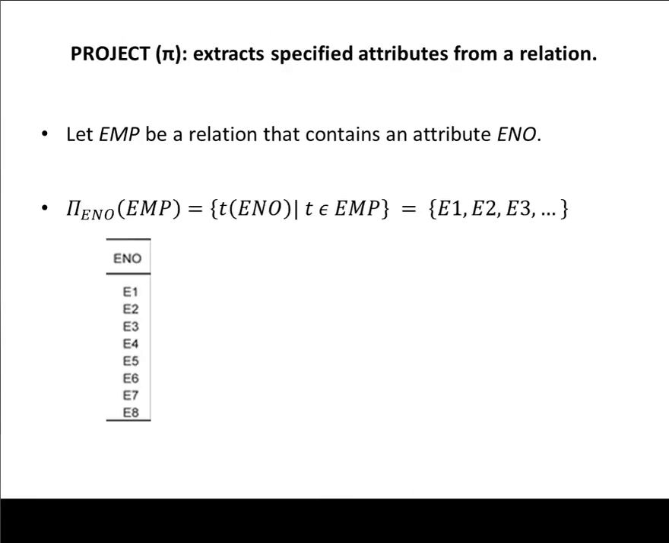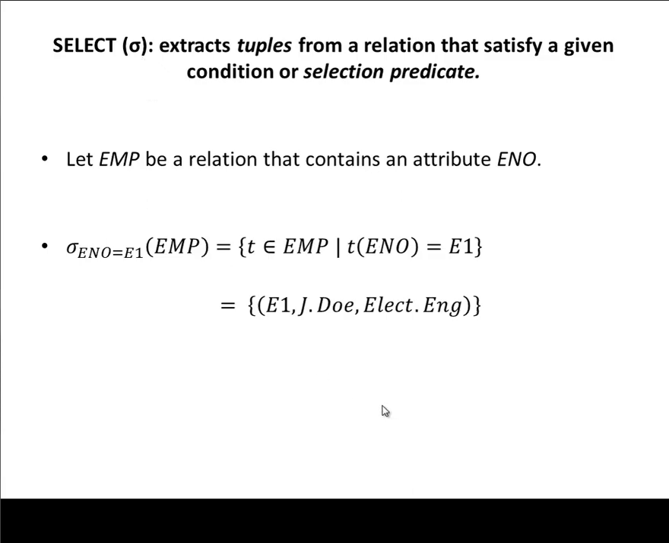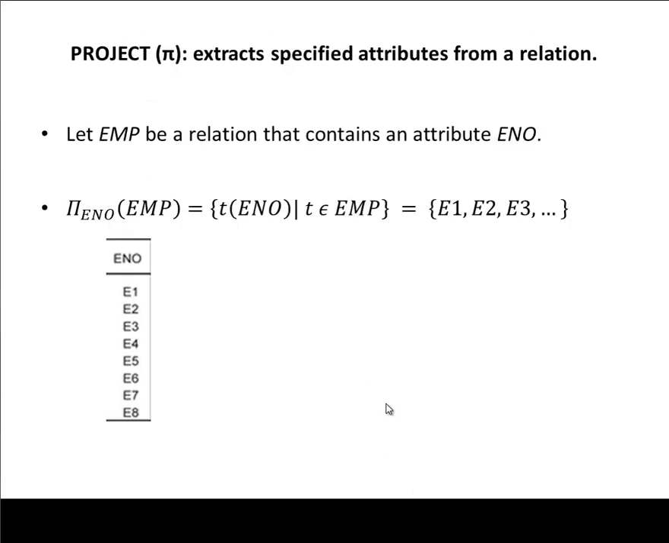Another operation on a relation is called a projection. So we project on a relation using this notation. This is called a pi. By the way, in that previous slide, this is a sigma. So a projection always extracts specified attributes from a relation. Attributes meaning that column that we referred to earlier in the tabular representation of our relation.